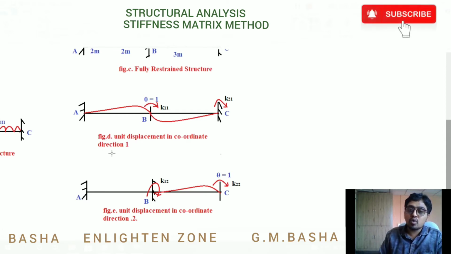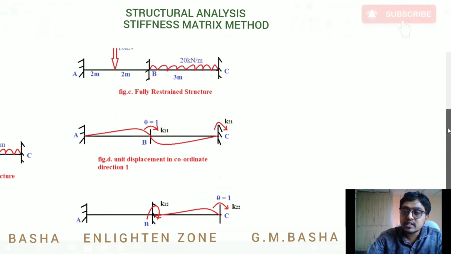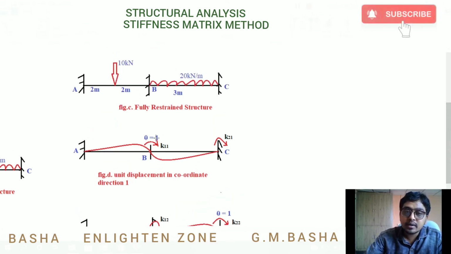See here in figure D, unit displacement in coordinate direction 1. So we are releasing the structure at B. Please remember this statement, I am telling it in the form of a sentence: whatever we fixed previously, we are releasing the structure at B and applying a unit coordinate at B.